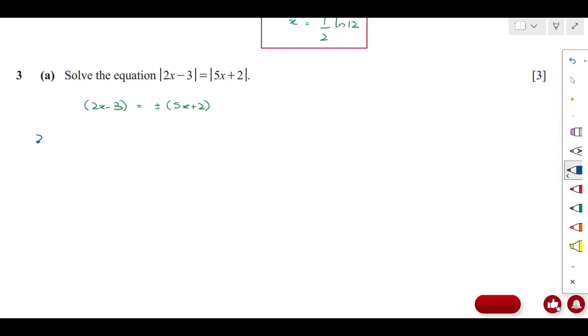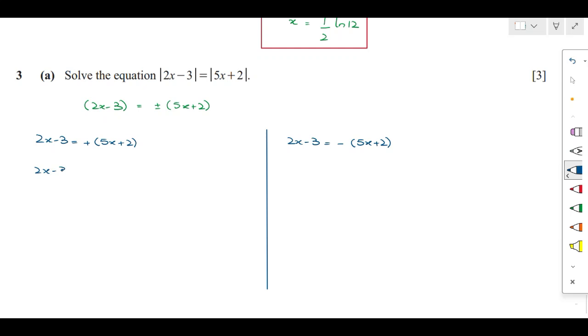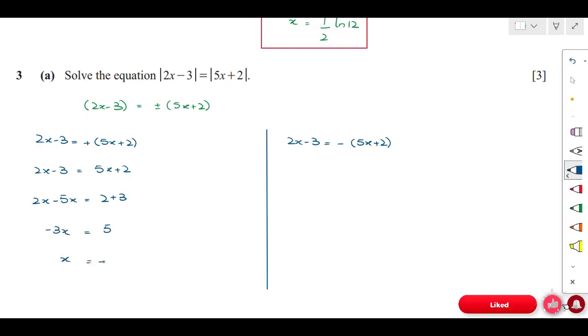So the first equation we can say is 2x minus 3 equals, with a positive sign, 5x plus 2, and the other one is 2x minus 3 equals negative sign with 5x plus 2. Let me solve the two equations. 2x minus 3 equals 5x plus 2. Combine the x terms: 2x minus 5x equals, combine the constant term to have plus 3, shift the 3 to the other side, minus 3x equals 5, and x equals minus 5 by 3. This is your first solution.